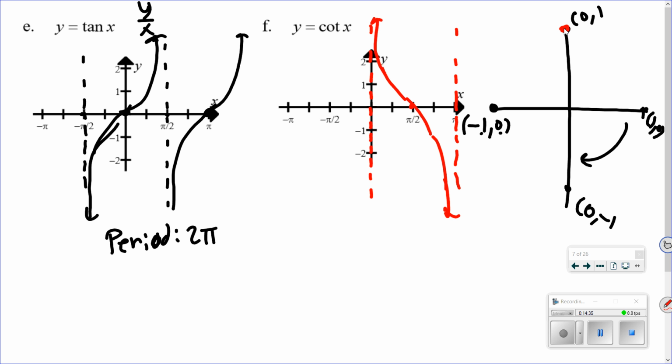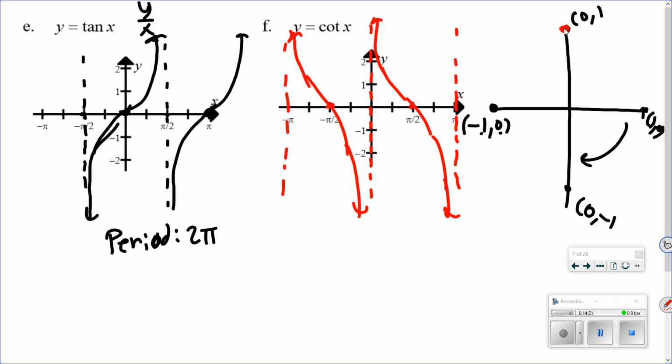So there's one at 0, a vertical asymptote at pi. There'll be a vertical asymptote at 2 pi. There'll be a vertical asymptote at negative pi. It'll cross halfway between that, and it's just a decreasing function. So you just have to remember the tangent is always increasing, whereas the cotangent is always decreasing.